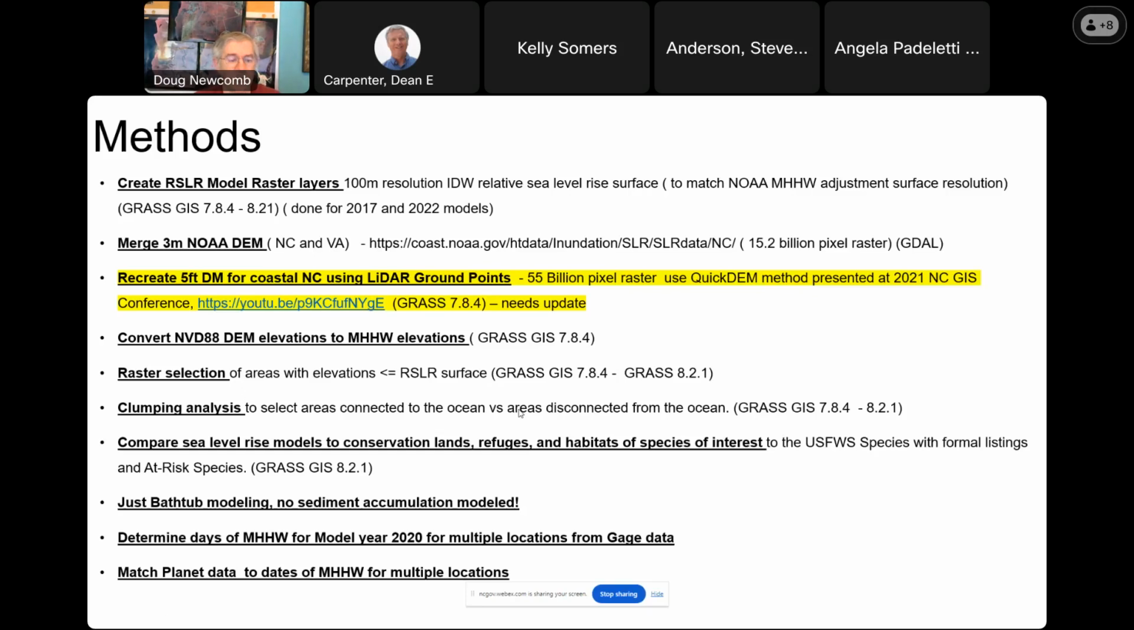You know, you have roads that form what appear to be natural levees in the DEMs. You don't have any kind of culverts or anything in there, so they probably are connected, but they're not in the DEM that way. But you still have to account for them. And then I just looked at how they compared to different features on the landscape that we care about. This is just straight bathtub modeling, no sediment accumulation. The last two were left over for another presentation that is on YouTube with the North Carolina GIS conference.